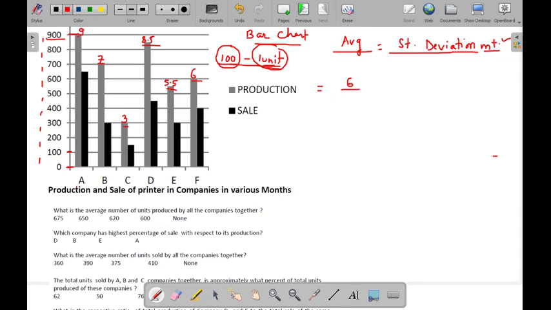So since I have assumed the average as 6, the reason we have assumed the average as 6 is because all the options start from 6. So now we will assume that the first company is not 9, it is 6. Second company is also not 7, it is 6. The third company production is not 3, but it is 6. The fourth company production is not 8.5, but it is 6. Company E is not 5.5, it is 6. And company F is 6, that you have assumed 6.